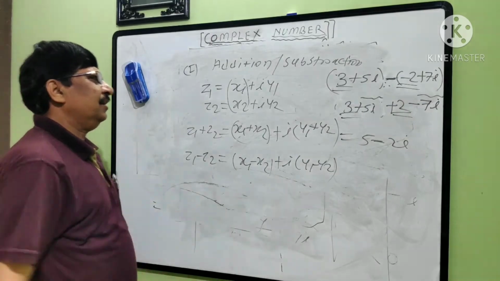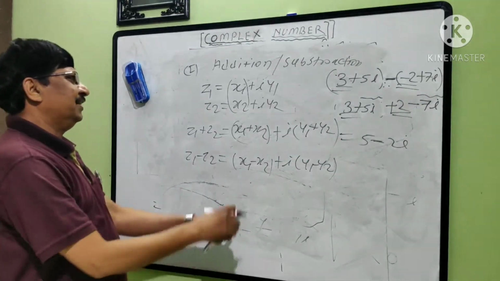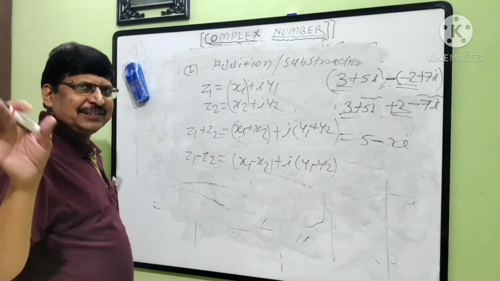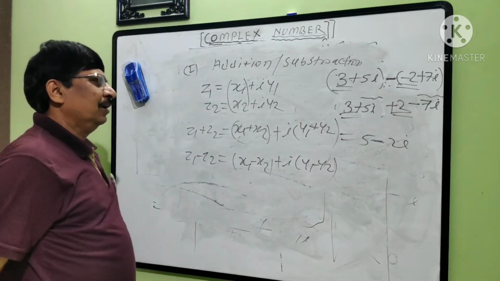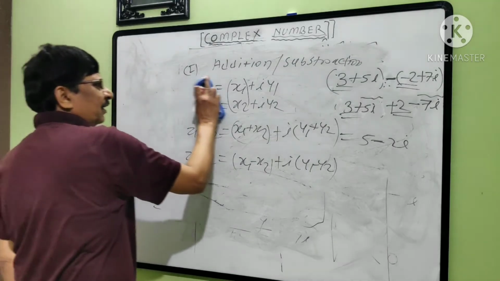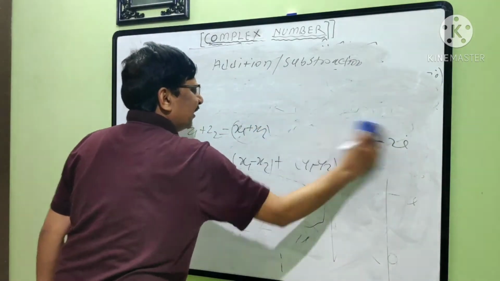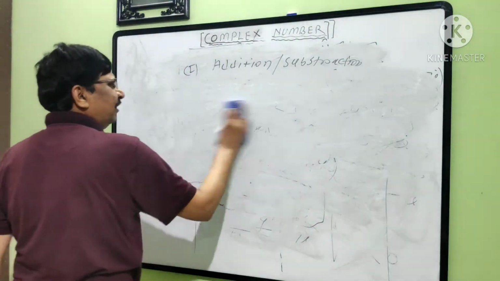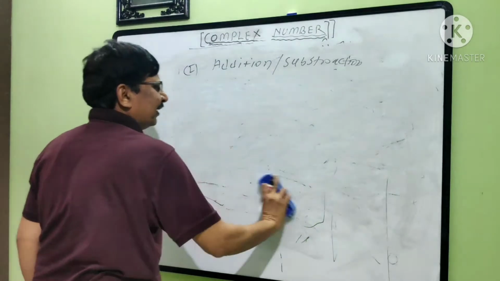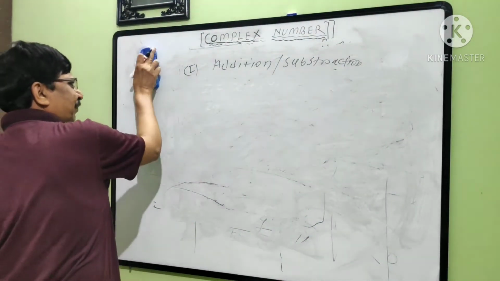So we can do addition, and subtraction is the same thing. In math, subtraction is not another operation, because a minus b means a plus minus b. How to do addition and subtraction: there is no difference. Add the real parts and add the imaginary parts. You use the word add, not subtract. The real part can be anything.